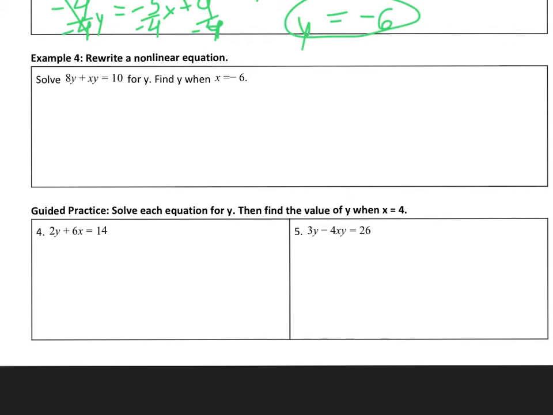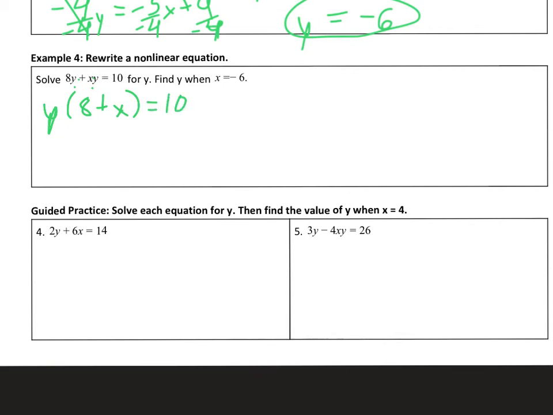So for me to solve this, the first thing I'm going to do is look at this and see that each of these terms has a y in common. So we're going to undo that distribution, which is another word for factoring. We're going to factor out a y from each of these terms. So this becomes y times 8 plus x, and that's equal to 10.